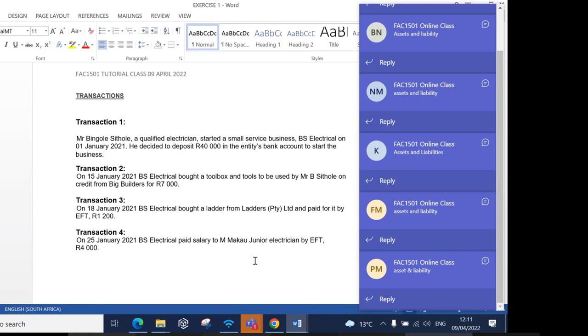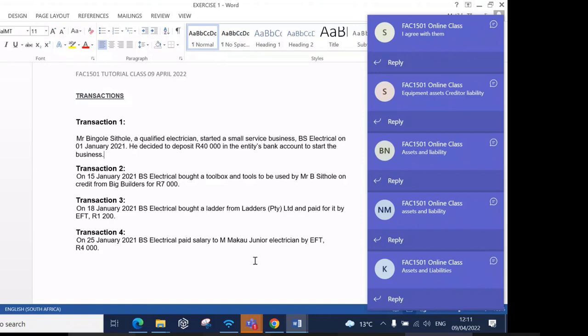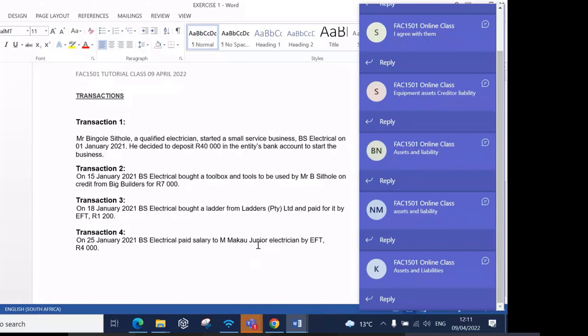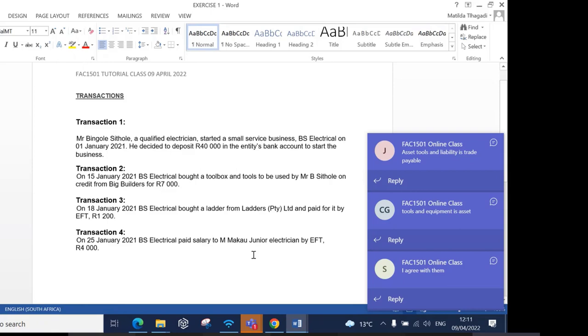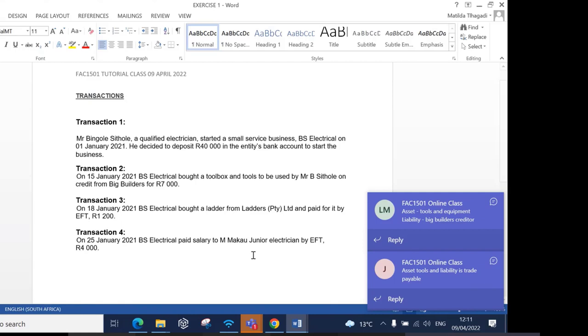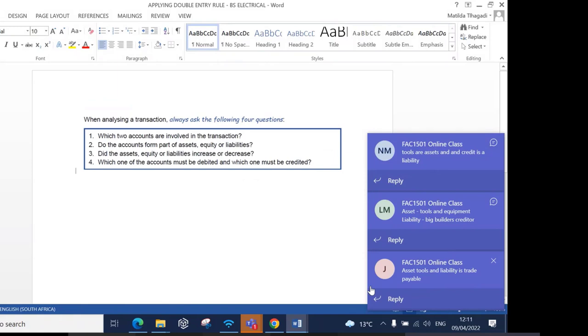Yes, guys, we're all in agreement. The toolbox is an asset, and the creditor, which is Big Builders, is a liability. So on the third point, I agree with all of you.